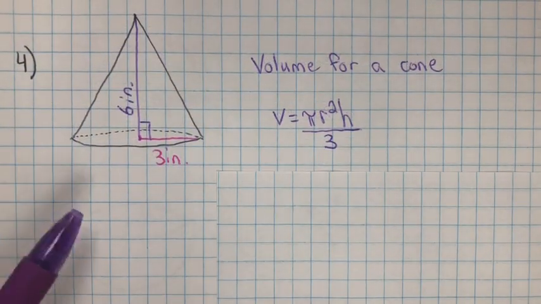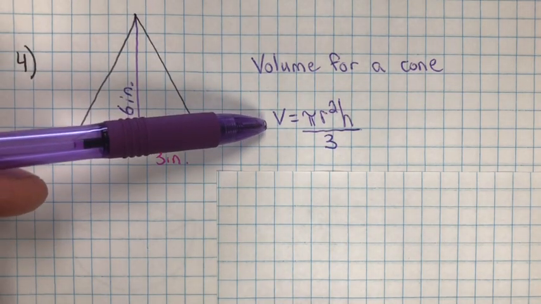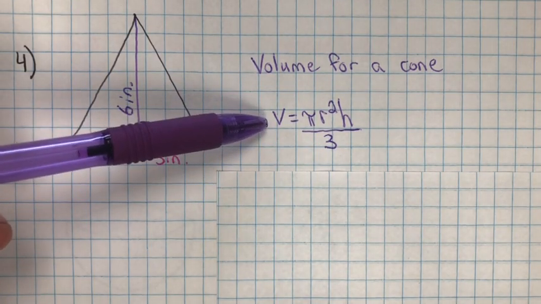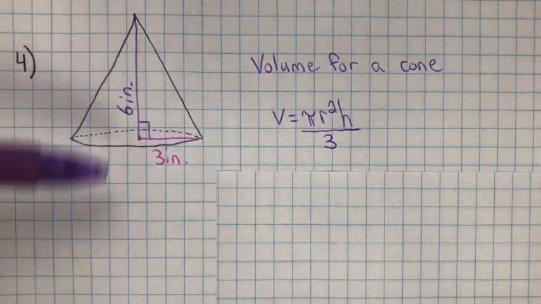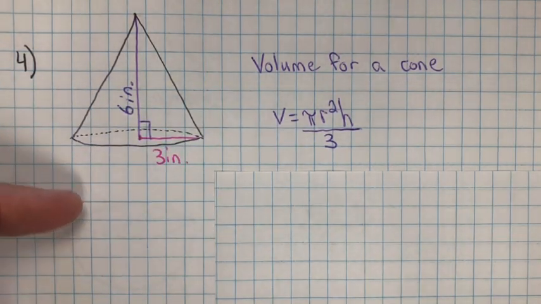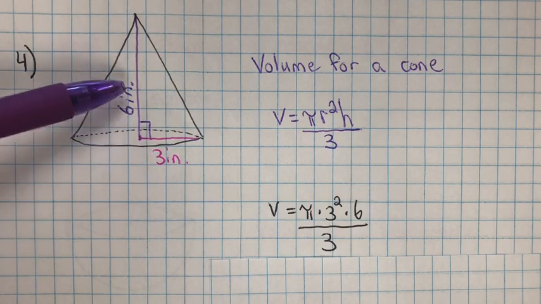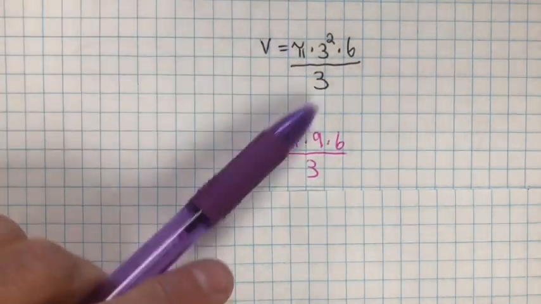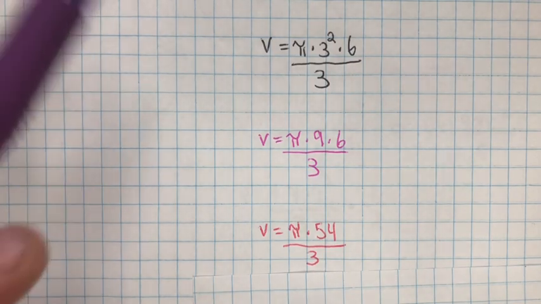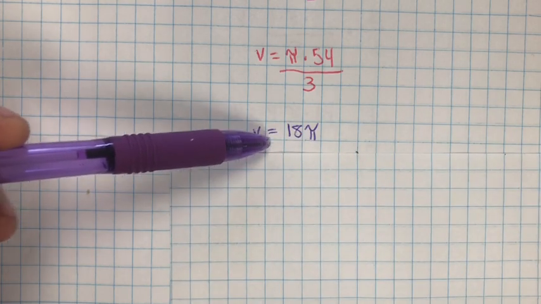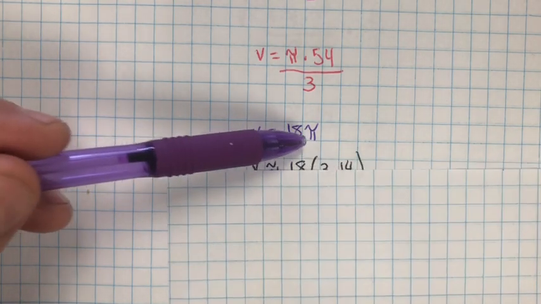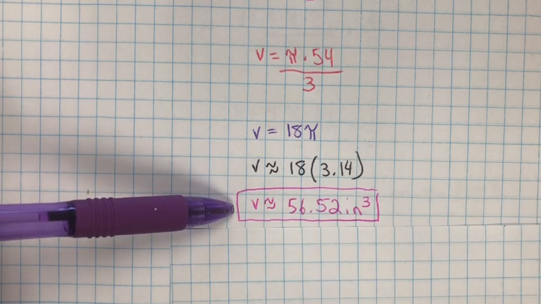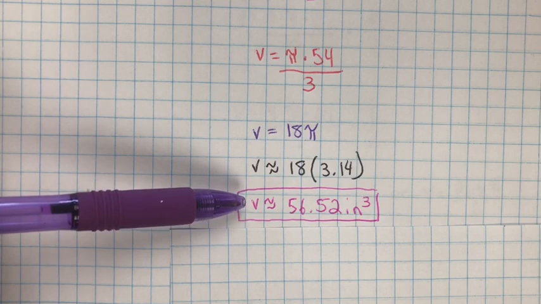For number 4, I need to find the volume of this cone. The formula for the volume of a cone is volume equals pi times the radius squared multiplied by height divided by 3. Again, the way I remember is veggie pies are too hot, so I cut them into thirds. So the radius is 3, and the height is 6. 3 squared equals 9. 9 multiplied by 6 is 54. 54 divided by 3 equals 18. I'm going to multiply it by pi, and I'm going to approximate it as 3.14. So the volume is approximately 56 and 52/100 cubic inches.